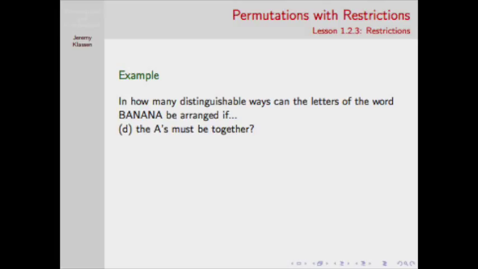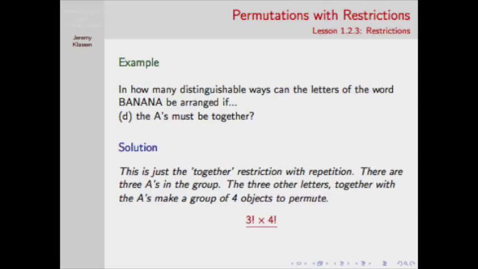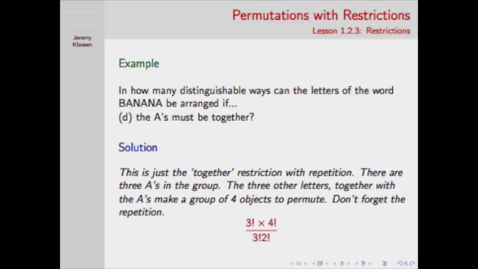Now let's determine the number of permutations of the letters in the word banana if the A's must all be kept together. Notice that this is just the together restriction that we've done before, with the added bit that there is some repetition of letters here. Since there are 3 A's, there are therefore 3 factorial ways we can permute the A's in that little group. And then the 3 other letters, together with the A's, make a group of 4 objects to permute. And then finally we have to divide by 3 factorial times 2 factorial once again, because of the repetition of the letters.